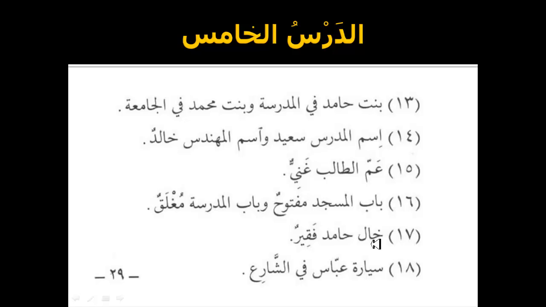Khalu Hamidin Faqirun. Here we have Hamid's uncle is poor. Now let's go back to Ammi. Ammu, uncle. This is from the father's side. In Arabic, they distinguish an uncle from the mother's side and uncles from the father's. Am or Amma would be uncle or aunt from the father's side. Khal or Khala will be from the mother's side. This is uncle, masculine, and with a tamarbuta, it will be feminine for aunt.